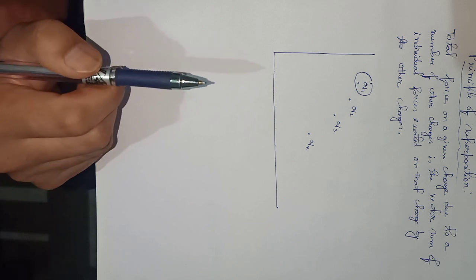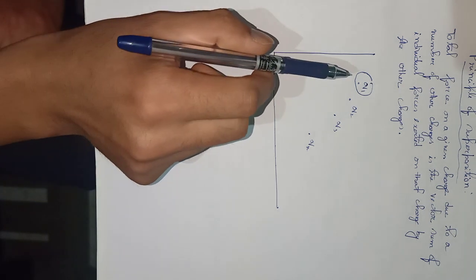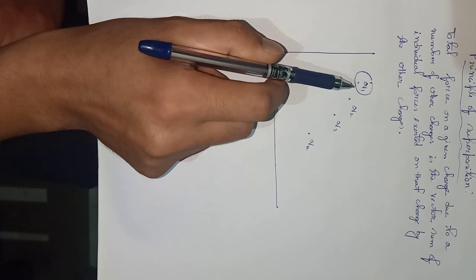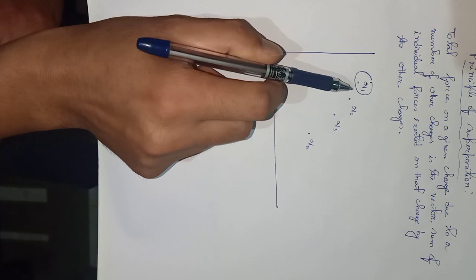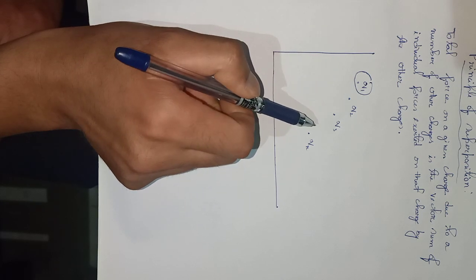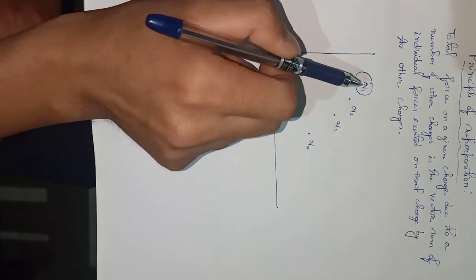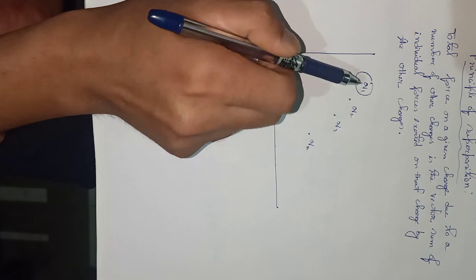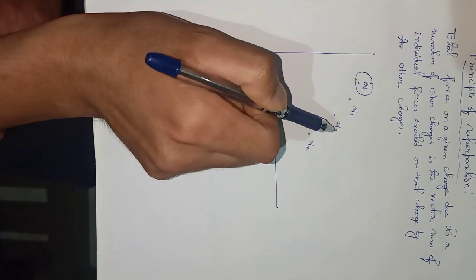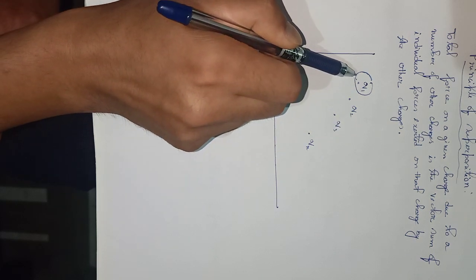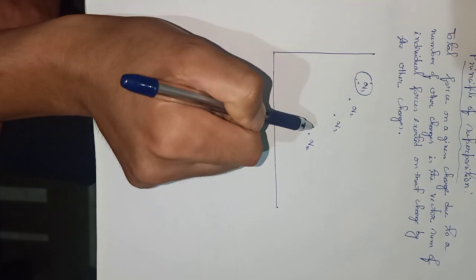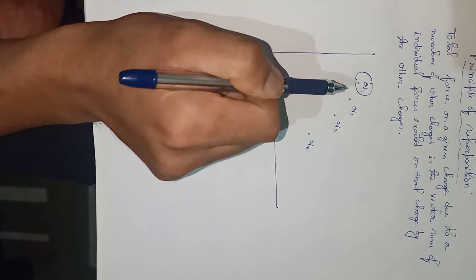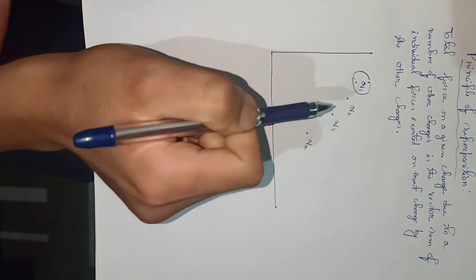So this principle states that the total force on Q1 will be the vector sum of the force on Q1 due to each of these charges. That means force on Q1 due to Q2, force on Q1 due to Q3, force on Q1 due to Q4, and so on, force on Q1 due to Qn, and the sum of all these forces. So that would be the total force on Q1.